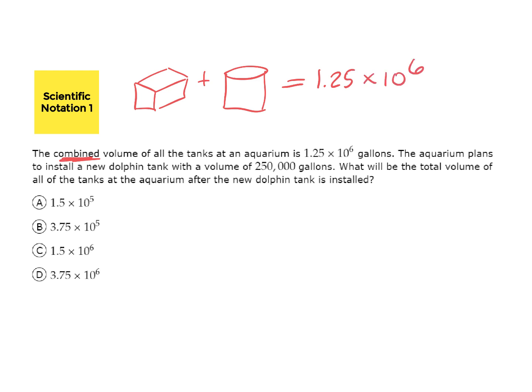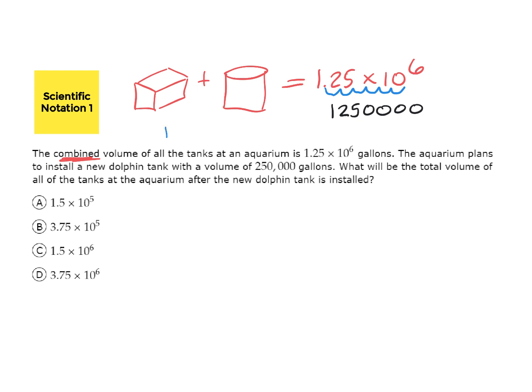So I'm going to change that to a standard number, to standard form. Remember scientific notation, you move it 2, 3, 4, 5, 6. So we will have 125 and 4 zeros. I'm doing that because I can look ahead and see the aquarium is planning to add a new dolphin tank. So let's make our new dolphin tank.